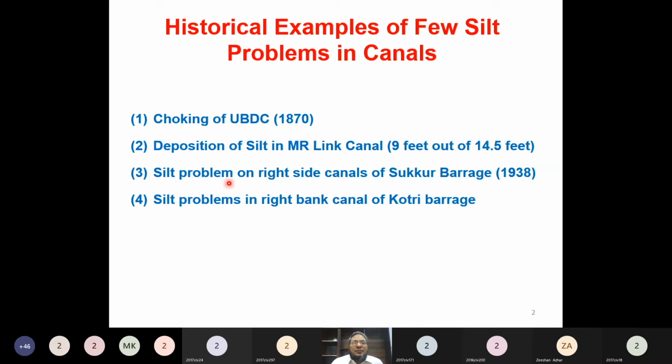Number 3, silt problem on right side canals of Sakhar Barrage. This occurred in 1938. You know, the Sakhar Barrage was constructed in 1932. And the silt problems in right bank canal of Pottery Barrage. So these are the few examples of the silt problems.